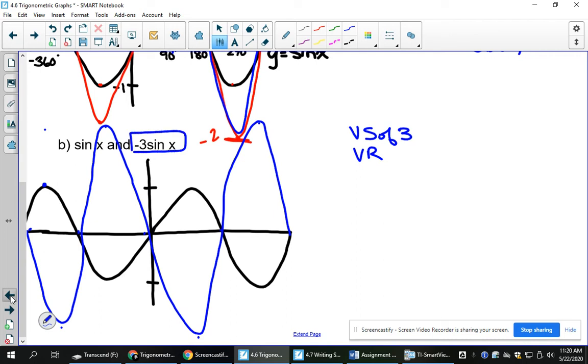So this is -3 sine x. What is my amplitude? It's the same as my vertical stretch. It's 3. Amplitude is a measure of how high the waves get. Don't use the negative. Amplitude is just a positive number.